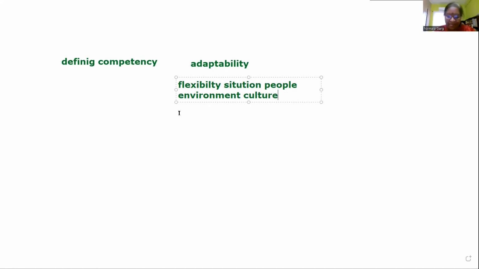Adapting yourself to something new. It could be a new machinery. It could be a new technology, right? So adapting means how you adapt yourself to something new: a situation, people, an environment, a culture, or anything. Now, if that be the case, when I said defining competency, that is a generic definition you have given.